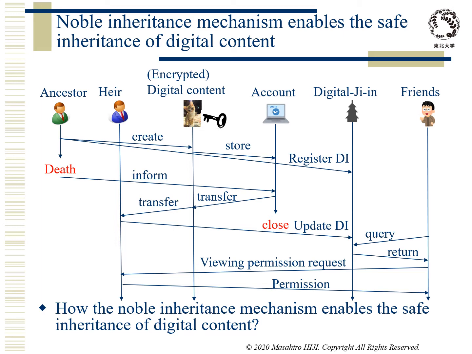The value of the owner attribute in the DI of the digital content managed by the digital gene is applied to the heirs. Friends learn about the heir by contacting the digital gene. Friends can view the digital content as they did during the ancestor's lifetime, if they have the heir's permission.